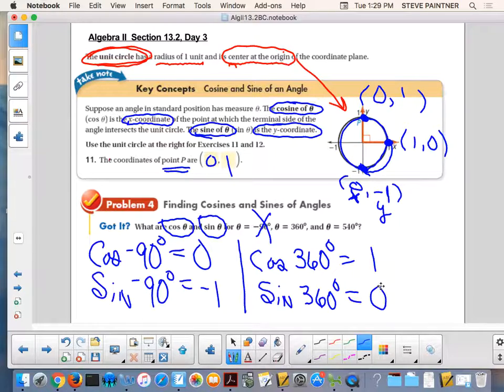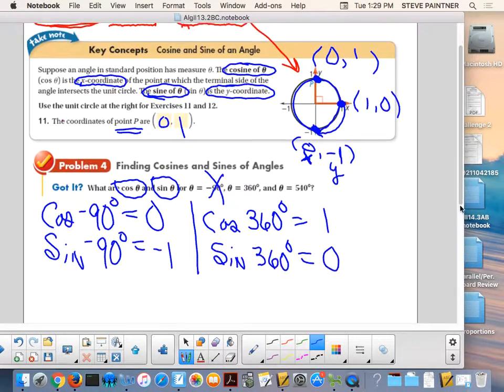If you can get this in your head right here, guys, that cosine is x and sine is y in the unit circle, then this is like stealing candy. This is so nice. All right, what's the next one?